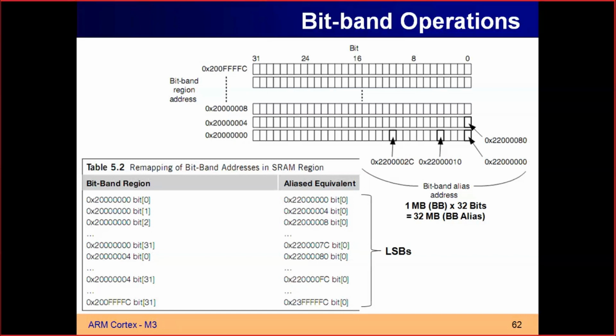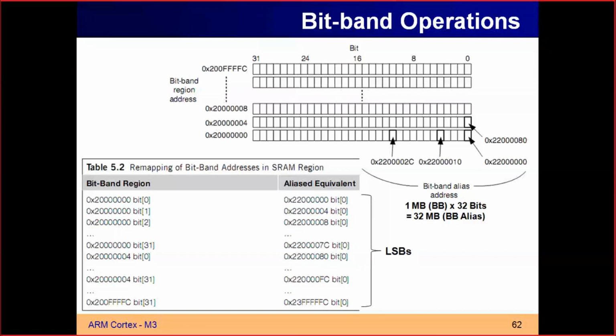And what is the disadvantage of doing this kind of operation? It is not atomic in nature. What do you mean by atomic operation? It cannot be interrupted in between. It will be a single cycle operation. Right. So it is not an atomic operation. So how can you make it atomic? For that, you are using this bit band region and bit band alias.